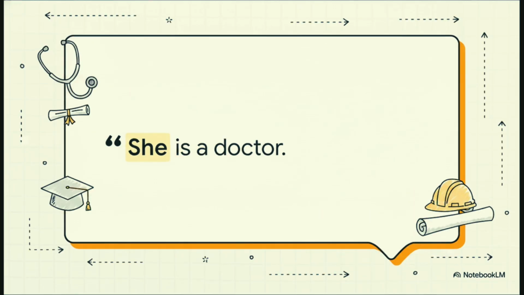Now this next one brilliantly illustrates our second use, stating jobs or identities. She is a doctor. It tells us exactly who she is. You do this when you introduce yourself, like, I am a student. Or when talking about others, like they are engineers. It's your absolute go-to tool for telling the world who's who.